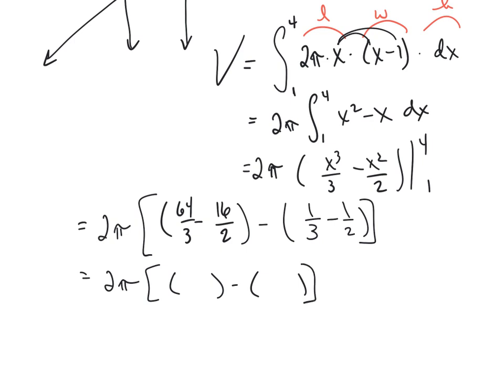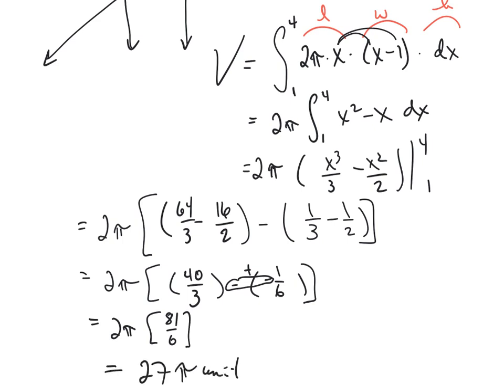Okay, so here we go. 64 thirds minus 16 halves, I believe it is 40 thirds. I could double check myself. 1 third minus a half is negative 1/6. These two negatives make for 1 plus. So 40 thirds plus 1/6 would be 81/6. And then when I simplify, do a little canceling and multiply by 2, what I should get, if I punched okay, is 27 pi cubic units. So the volume of that solid, 27 pi cubic units.